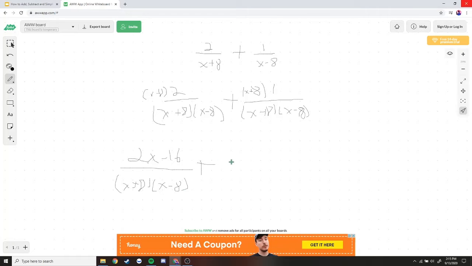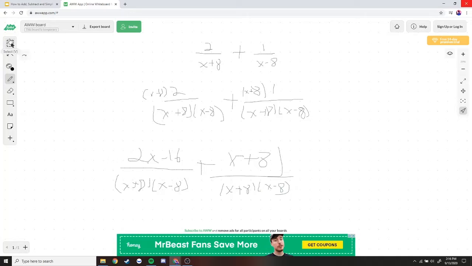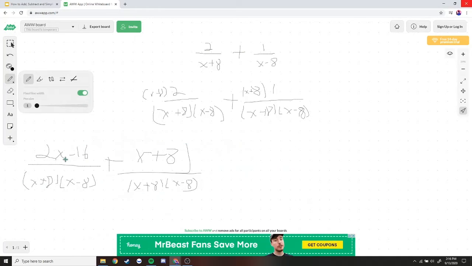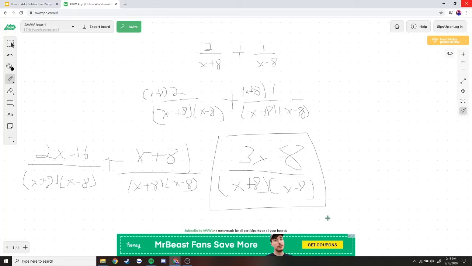And then we got x plus 8 because it's just being multiplied by 1. So then what we do is we combine like usual. That's x plus 8. And now we just combine. So we have 2x plus x is 3x. And minus 16 plus 8 is just minus 8. So we have 3x minus 8 over x plus 8, x minus 8. And again, you don't have to factor this out, so this is your final answer. Or I mean, multiply it out.